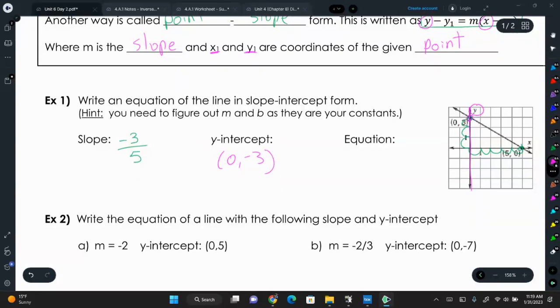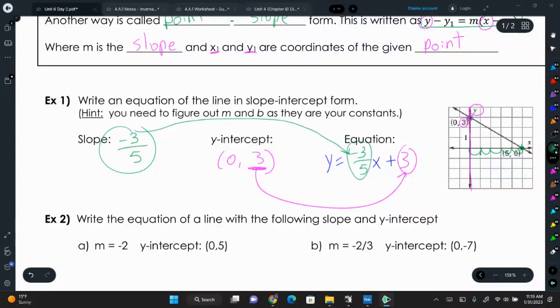Now our equation, y equals mx plus b. y equals, m is negative 3 over 5, so let me write that down. Negative 3 over 5 x plus, I'm sorry, my y-intercept is positive 3. So positive 3 goes right there. Your slope goes right there. And we got that information from the graph.